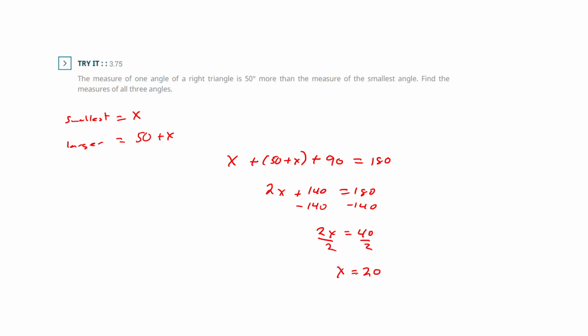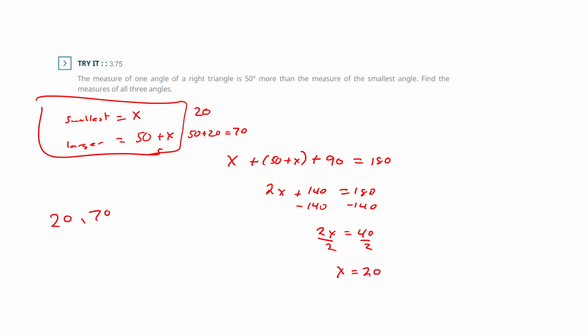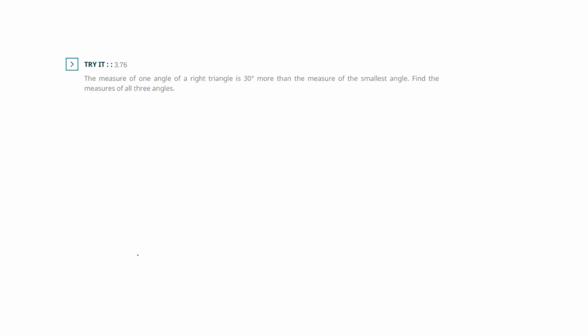Okay, now I know x, but that's not everything I need. So the smallest is 20. The larger is 50 plus 20, or 70. Now it wants all three, so I'll go ahead and list them: 20, 70, and then we knew it was a 90 because it was a right triangle. Okay. Try this if you want to.